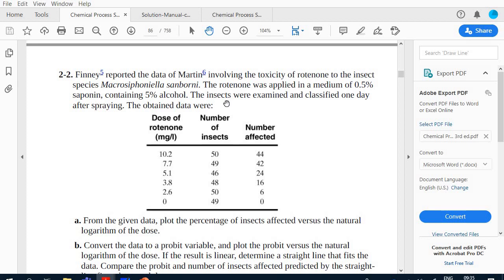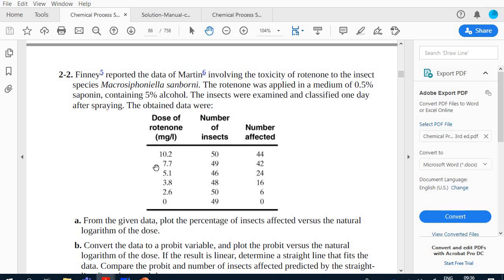So this was the arrangement. The insects were examined and classified 1 day after spraying. So after you spray, you examine it after 1 day, and this is the data. What does the data say? When we added a dose of rotenone of 10.2 milligrams per liter, and there were 50 insects there, we found that 44 out of 50 insects were affected. That represents about 80%. 44 divided by 50 is 88%.